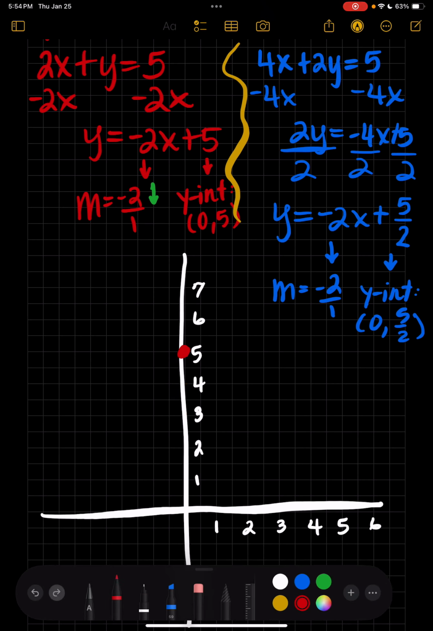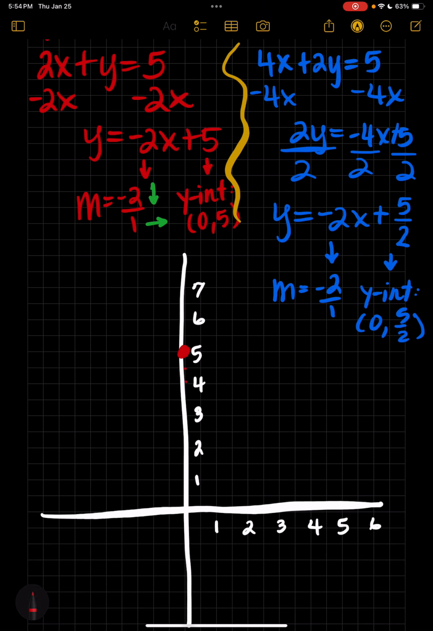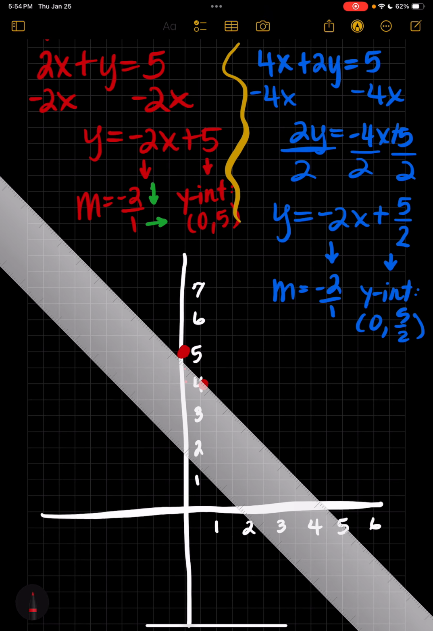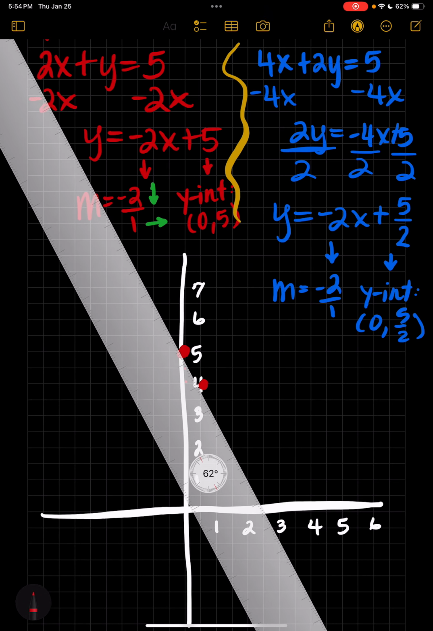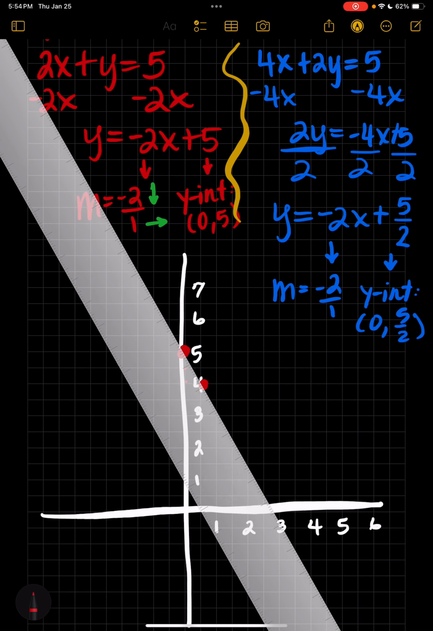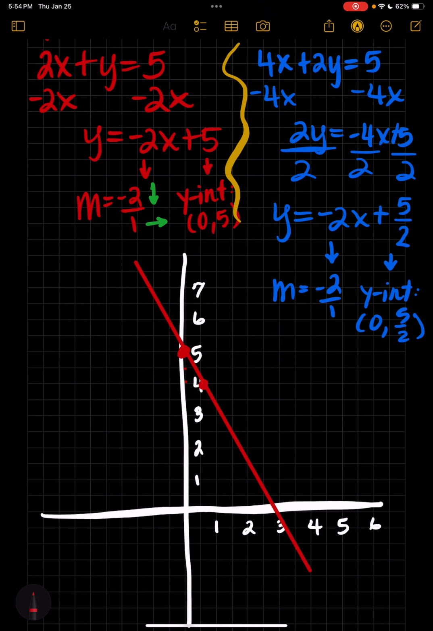So the easiest thing to do is actually just use each little increment. So this is down 1, 2, and run 1. Here's my next point. I went down 1, 2, and ran over 1. So let's connect those. And there is our line.